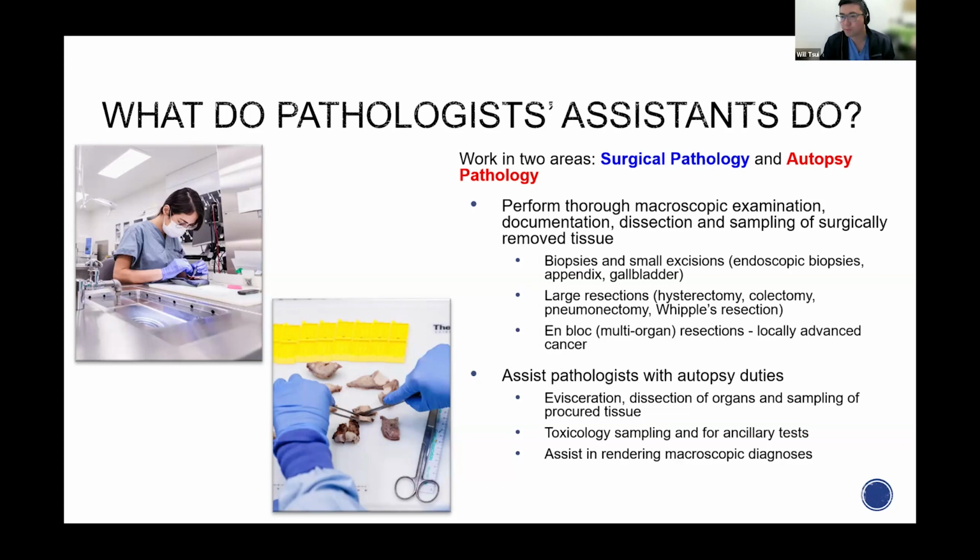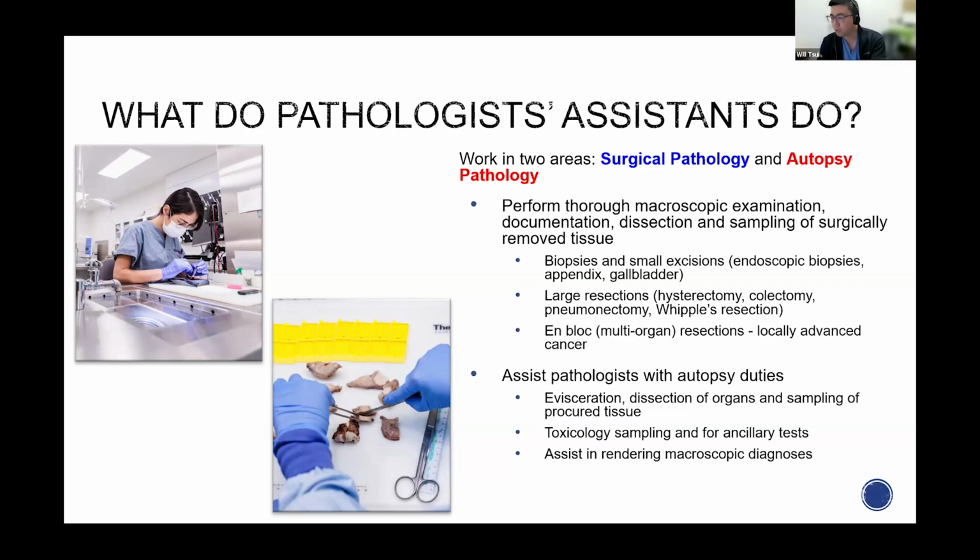These types of specimens can range from small sub-centimeter biopsies taken out for diagnosis to larger resections such as uteruses, colectomies, lungs and Whipple resections for malignant cases, for example, to something even bigger, what we call en-bloc or multi-organ resections for those unfortunate cases where we have locally advanced cancers.